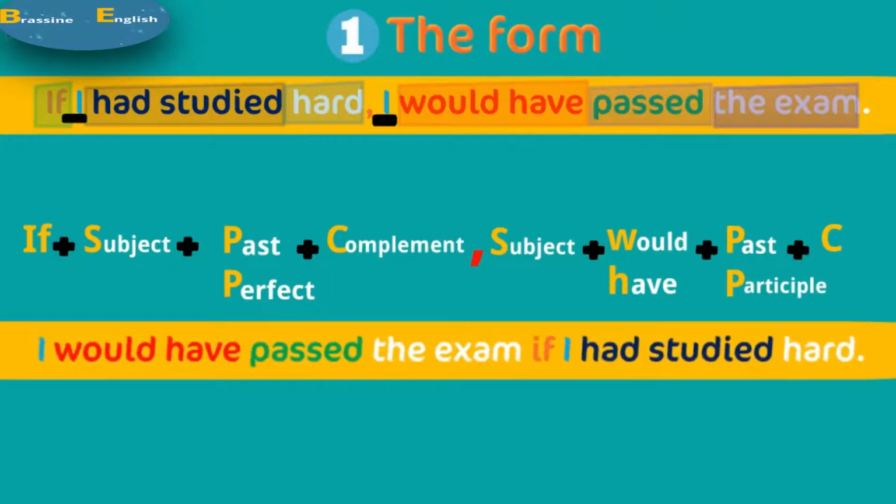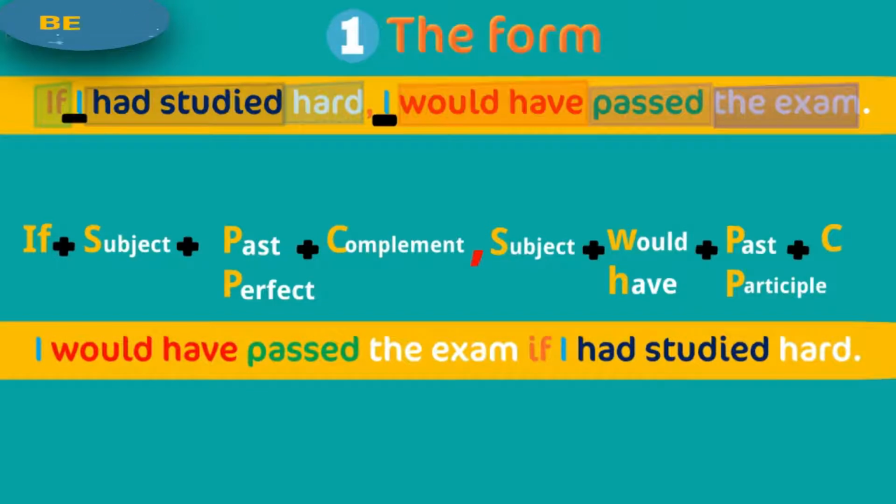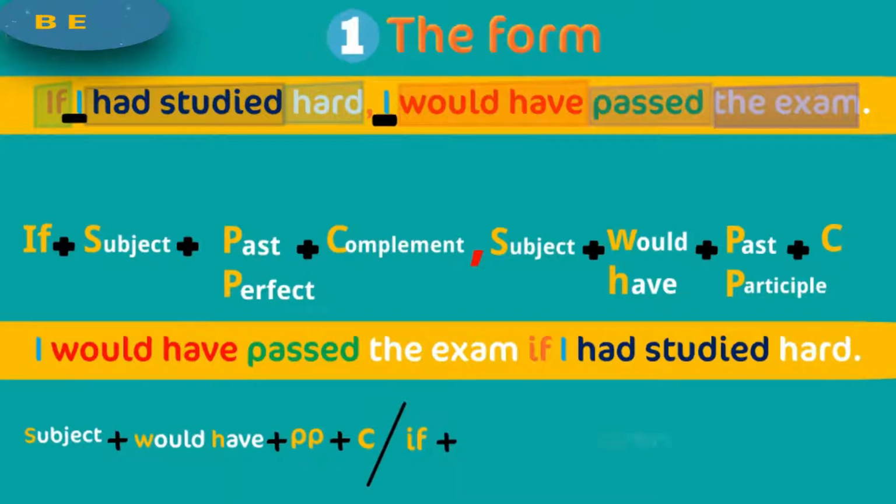We can change it. We can start with the main clause, then the if clause. When we start with the main clause, we start with the subject of the main clause: subject plus would have plus past participle plus complement. And in the if clause, we have if plus subject plus past perfect and then plus complement. But when we start with the main clause, we don't put a comma between the two clauses.